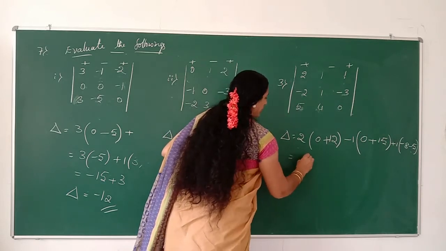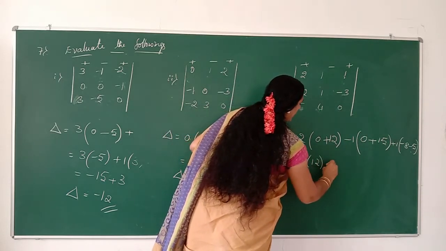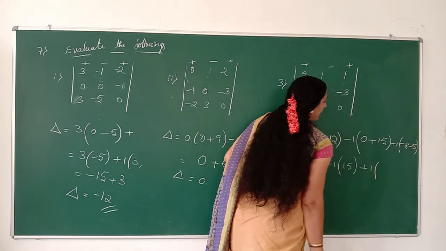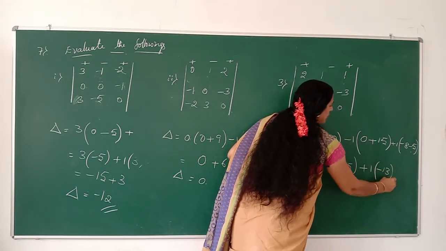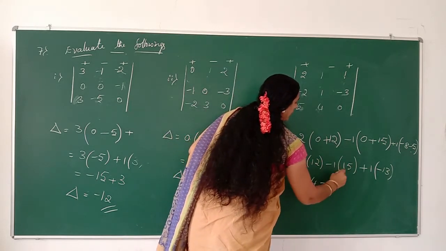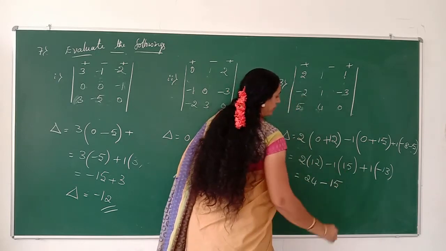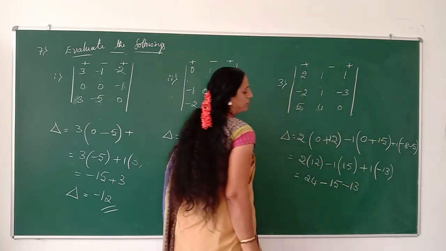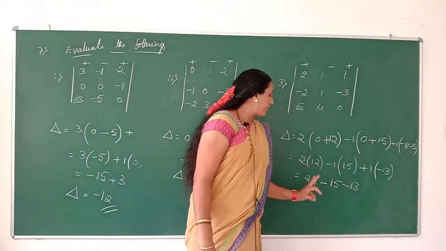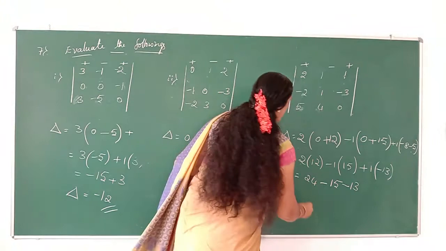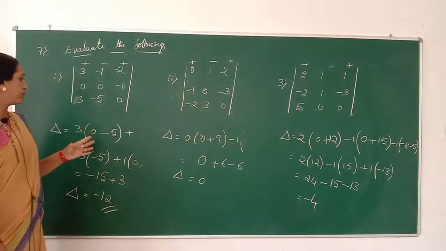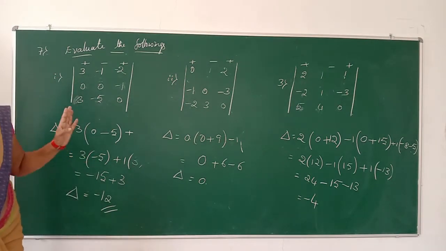So get simplified. 2 into 12 minus 1 into 15 plus 1 into minus 8 minus 5 is minus 13. So 2 into 12 is 24. Minus 1 into 15 is 15, minus 1 into 13 is minus 13. So minus 15 minus 13 is minus 28, minus 28 plus 24 is minus 4. So that is the value of that determinant. So these are some simplification forms of 3 cross 3 determinants.